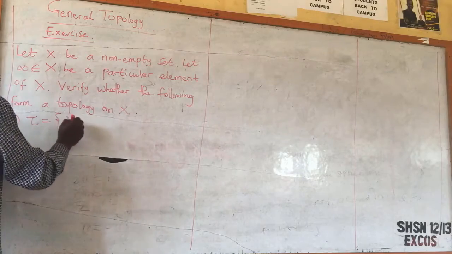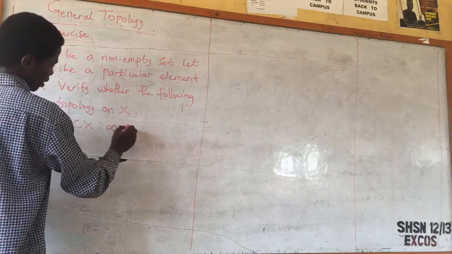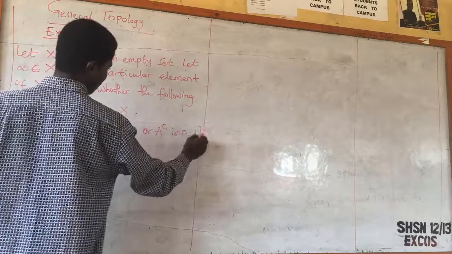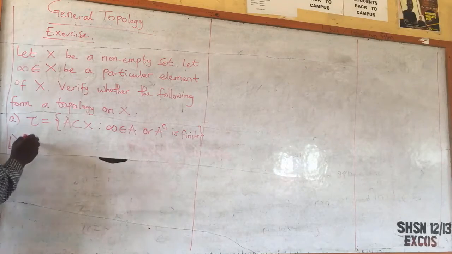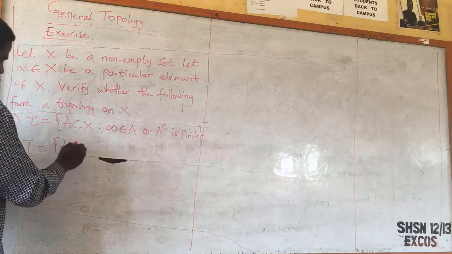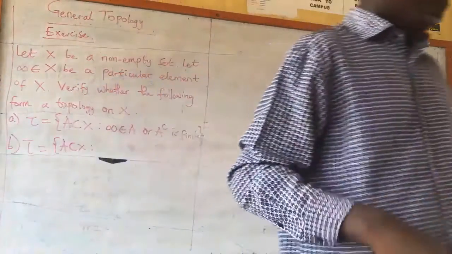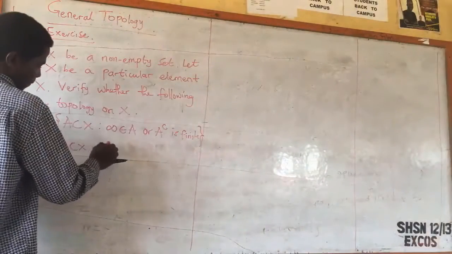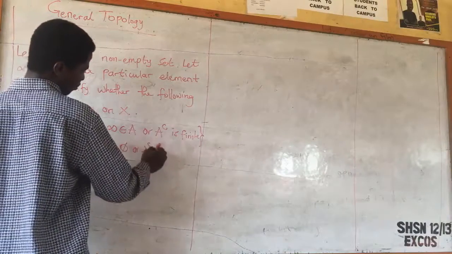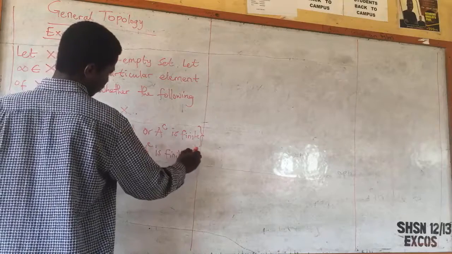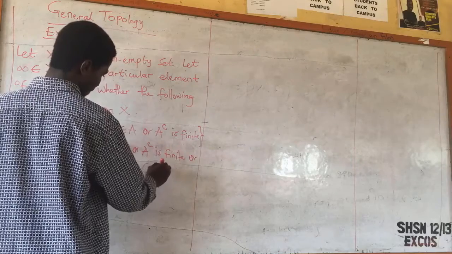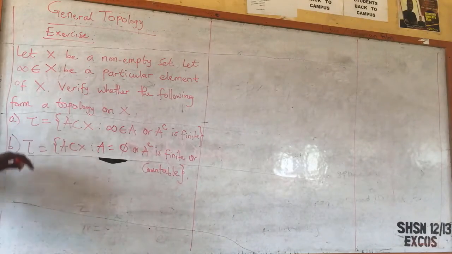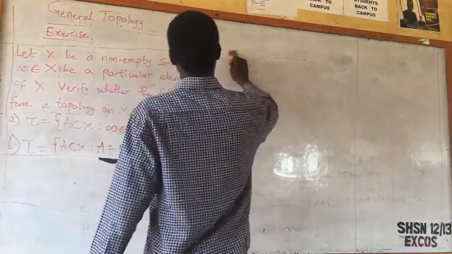The first one is the topology defined as the A in S such that infinity is not an element of A, or A complement is finite. And the second one is the A in S such that A is the empty set, or A complement is finite or countable. So we are going to show whether these two are topologies on X or not. So let's come to the first one.